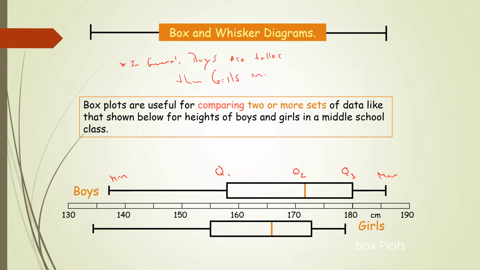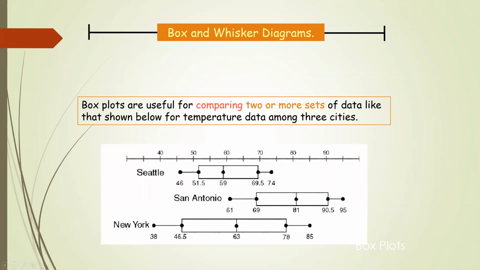All right, in middle school. Okay, that's what this direct comparison does for us right here. You can also do it for 3 data sets. Like if you wanted to compare temperatures of 3 cities, so Seattle, San Antonio, and New York, you could just see, well, look at Seattle. Seattle's very temperate. San Antonio tends to be very hot, and New York is all over the place. Okay.